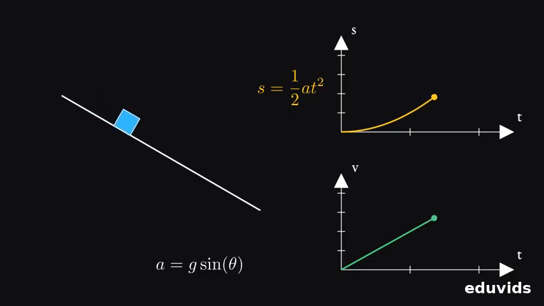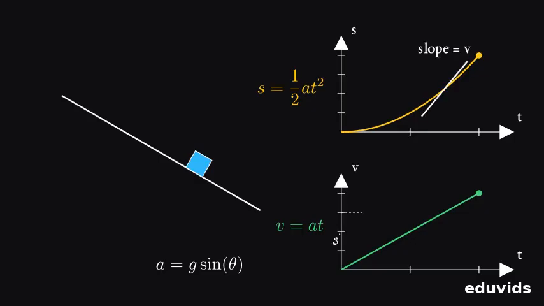The bottom graph shows velocity versus time. With constant acceleration this plot is a straight line. Its equation is v equals a times t, the integral of constant acceleration once. Notice the two dots stay perfectly synchronized. Every instant, the block's real motion matches both curves.